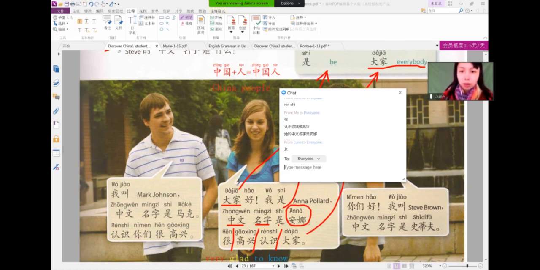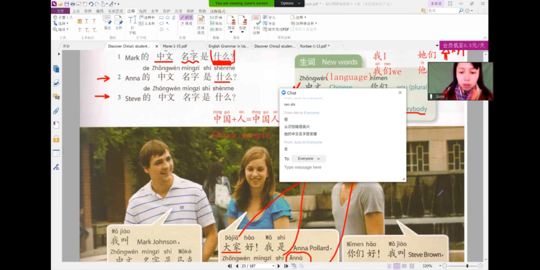Can you see this character 女 in the 安 and 娜? Yes. Because Anna is a woman's name, the name got the female radical. Yeah, Anna. Okay, then continue.